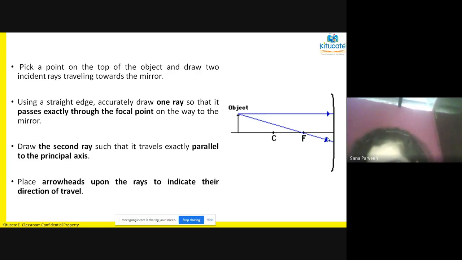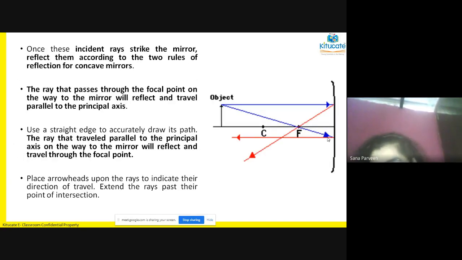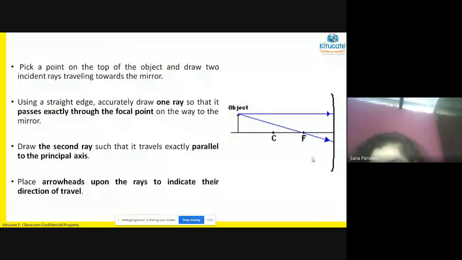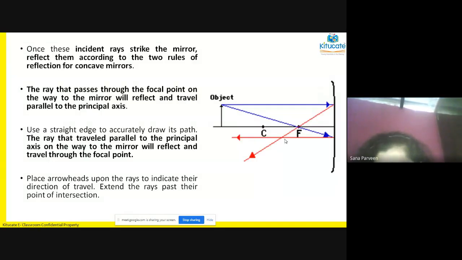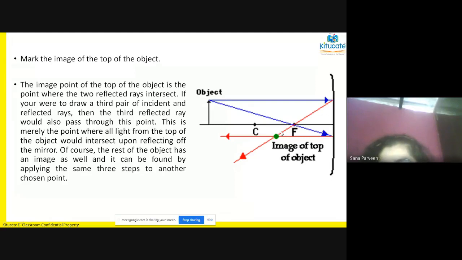Once the rays hit the concave surface, the rays are going to come and meet at a particular point. They're passing through the focus and they're meeting at a point here. So the image is going to be formed here. Let us just see that. Yes, the image of the top of the object. This is just the top of the object; the entire image is not drawn.